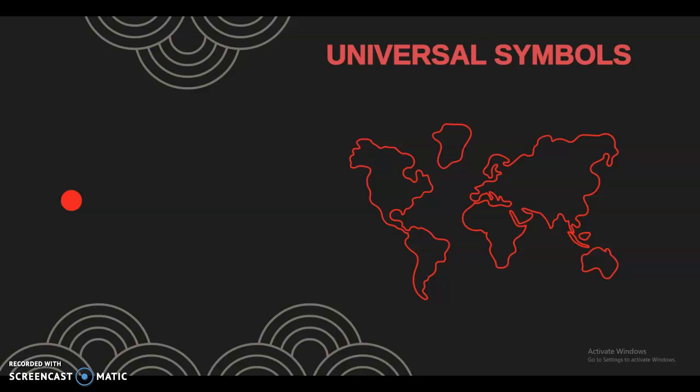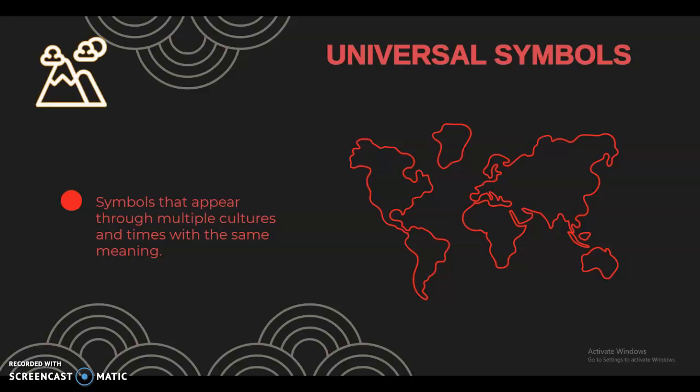The third type of symbols I want to talk about are universal symbols. Universal symbols are symbols that appear through multiple cultures and times, and they tend to mean the same thing. Okay? They might not mean exactly the same thing in every culture, but they are fairly close in meaning, at least. So some examples would be mountains. Mountains represent obstacles because you have to climb a mountain to get to the other side. I think Miley Cyrus even sings The Climb, which is about a mountain, and that is a symbol for that obstacle.